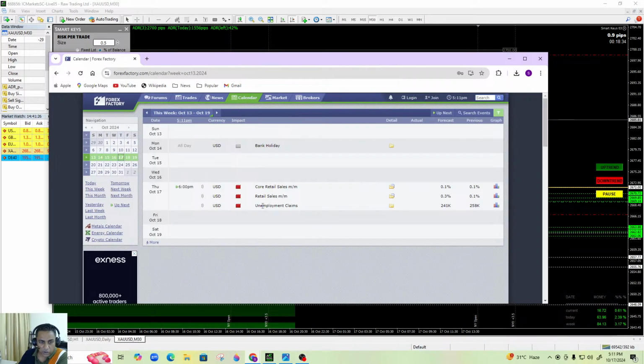Today we've got retail sales, in about 45 to 50 minutes from now. Until then, I'm not going to be looking to take any trades until this news event comes up. So we've got about 50 minutes to do our analysis and look for areas of interest where price can come to potentially get buy entries.